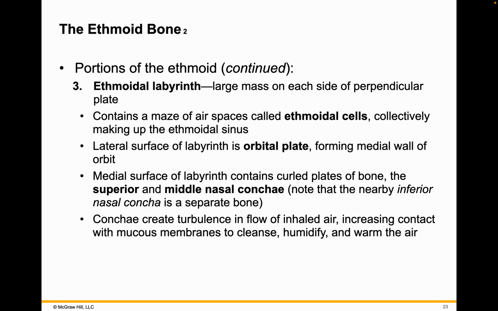The inferior nasal conchae is a separate bone. Those conchae create turbulence in the flow of inhaled air, which increases contact with mucous membranes to help cleanse, humidify, and warm the air going in, as well as cool the air going out.